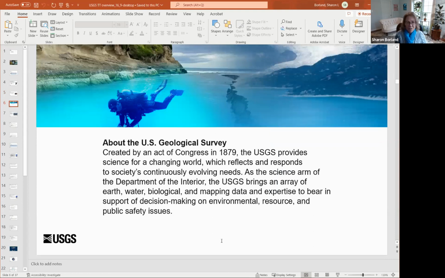So first, about the USGS, many of you may already be familiar with the USGS. This is a small agency within the Department of the Interior. It was created by an act of Congress in 1879. USGS provides science for a changing world, which reflects and responds to society's continuously evolving needs. As a science arm of the Department of the Interior, the USGS brings an array of earth, water, biological, and mapping data and expertise to help support decision-making on environmental, resource, and public safety issues.